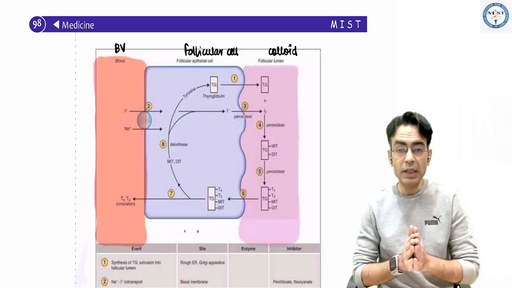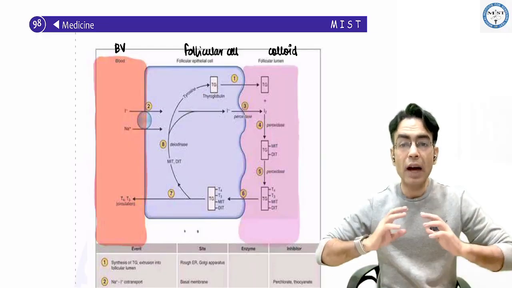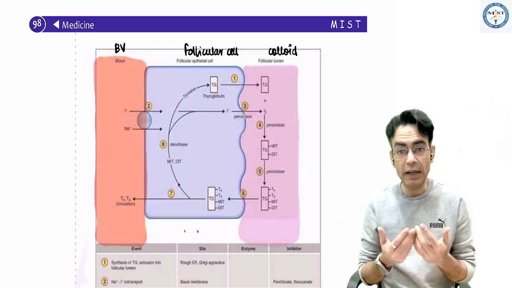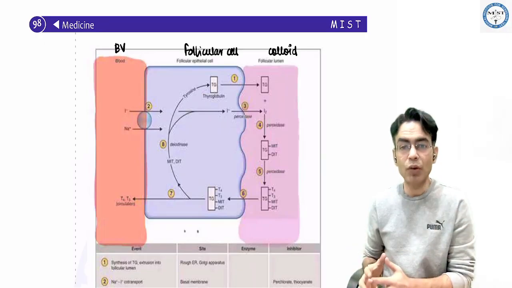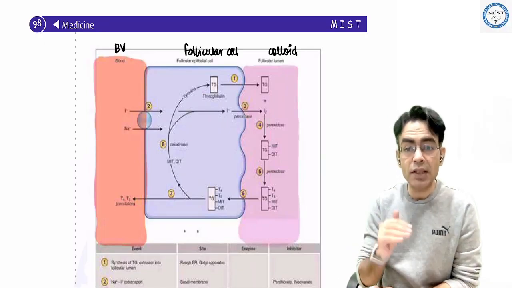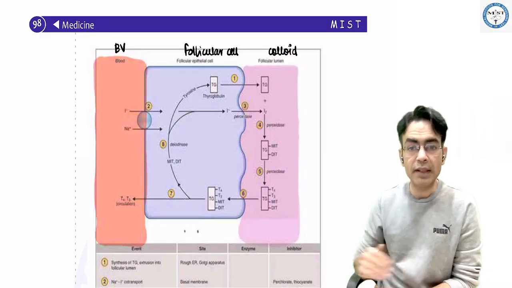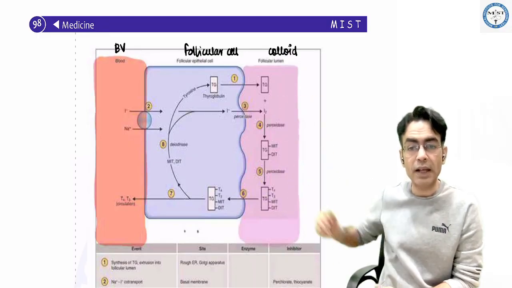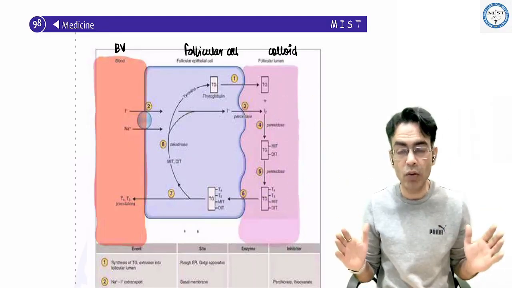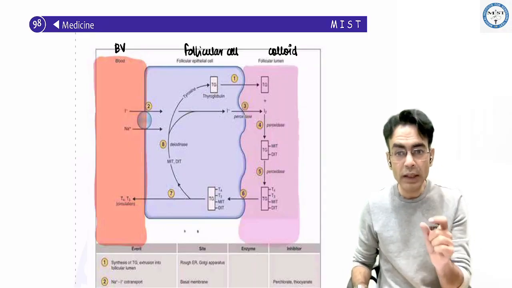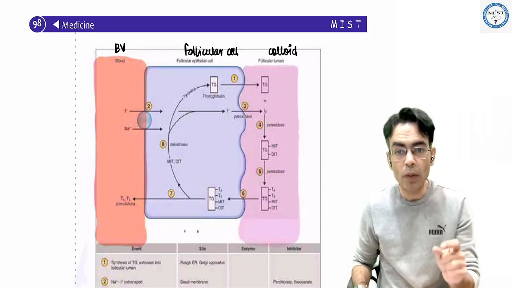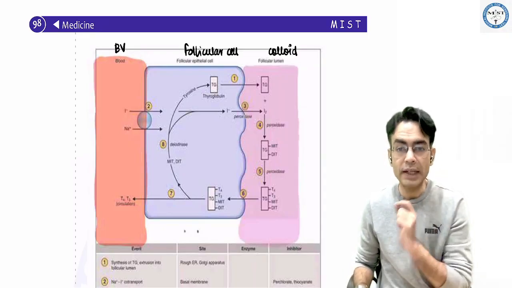Why I want you to remember this, that whenever a patient is having hyperthyroidism, that means that more T3 and T4 is being produced, we can just block the peroxidase enzyme working. And once we block the peroxidase enzyme working, all these steps will not take place and you will not be making T3 and T4. The drug which can block the peroxidase enzyme is PTU, propylthiouracil.